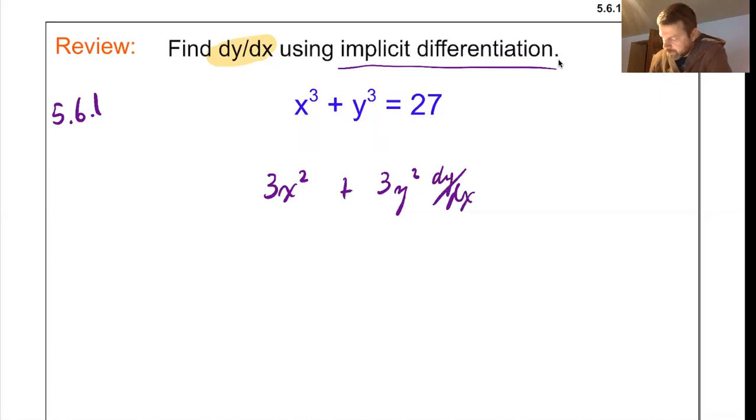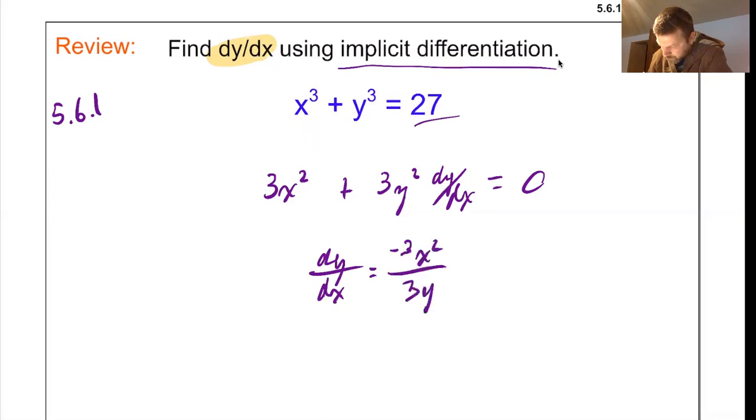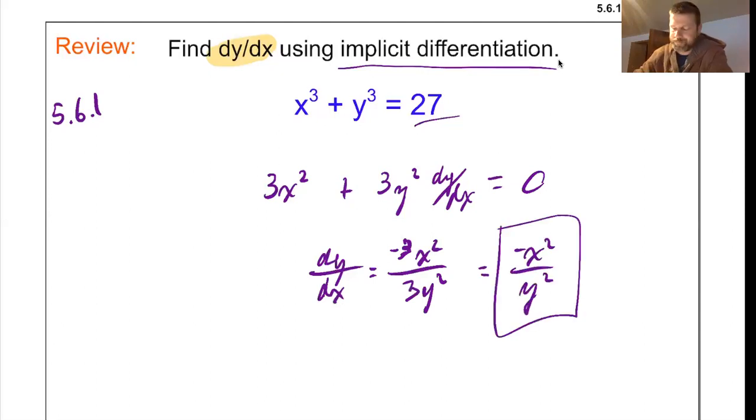But we don't need to because dx/dx is just 1, right? And then we've got to finish this up. Derivative of 27, 27 is a constant. That's 0. Essentially, we've done the derivative now. All that's left is to get dy/dx by itself, if you care to. In this case, if we got dy/dx by itself, it would be negative 3x squared over 3y squared, which is the same thing as negative x squared over y squared.